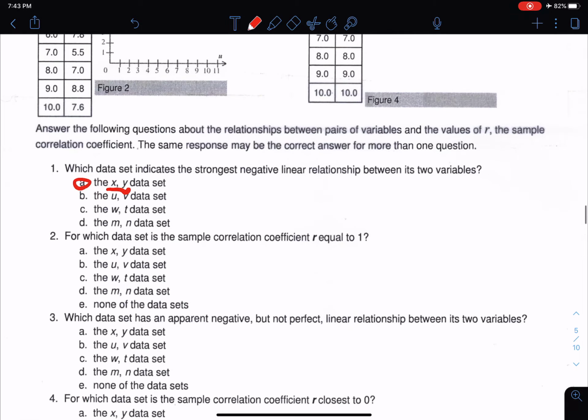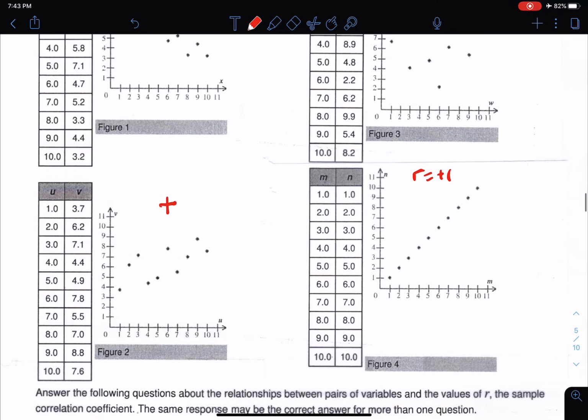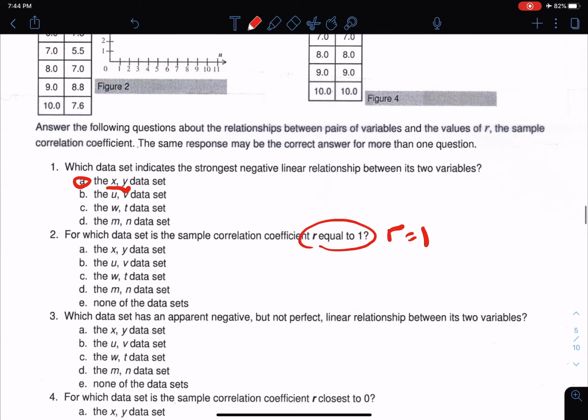Okay, next one, it says, for which data set is the sample correlation coefficient R equal to 1? Well, there's only one that has a perfect positive correlation, and that's going to be variables m and n. Variables m and n, so that's going to be D.